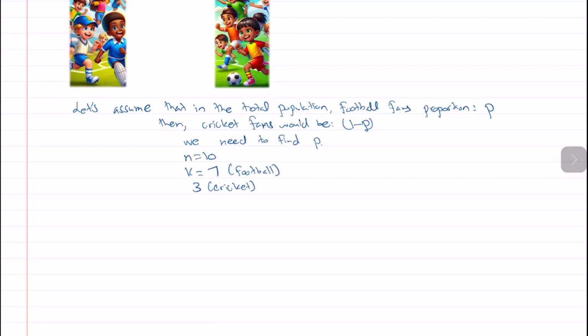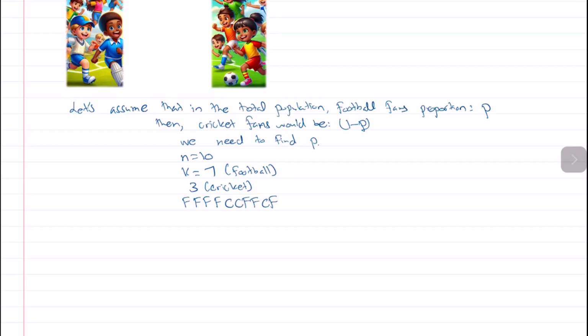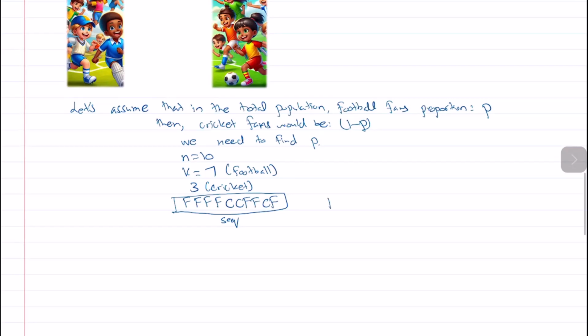Now imagine that this sequence that we get goes something like this. The first person says football, the second says football, football, football, and then we have cricket, then football, football, cricket, and so on. So that's the sequence that we get. Now the probability of observing exactly this sequence, let's call this sequence, would be p to the power 7 multiplied by (1 minus p) raised to 3.